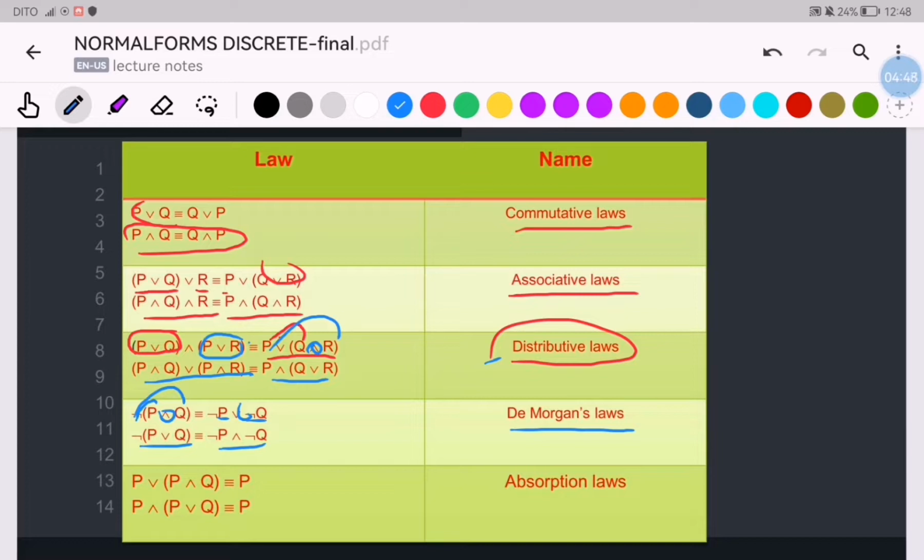How about the absorption law? In the absorption law, P disjunction (P conjunction Q) is equal to P. And also, P conjunction (P disjunction Q) is always P. Just remember absorption.